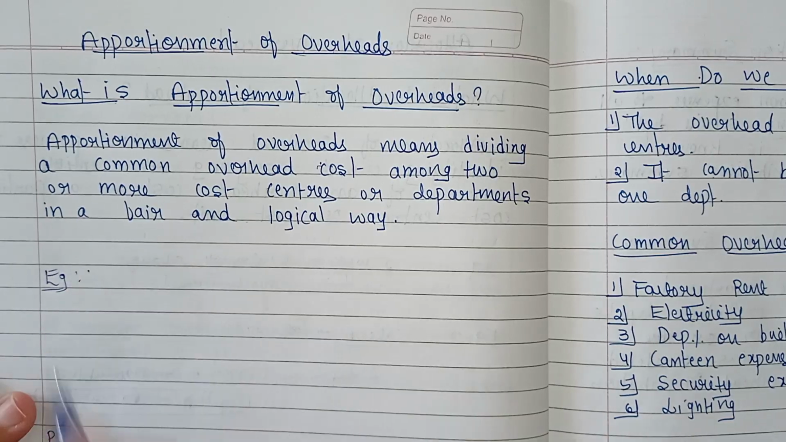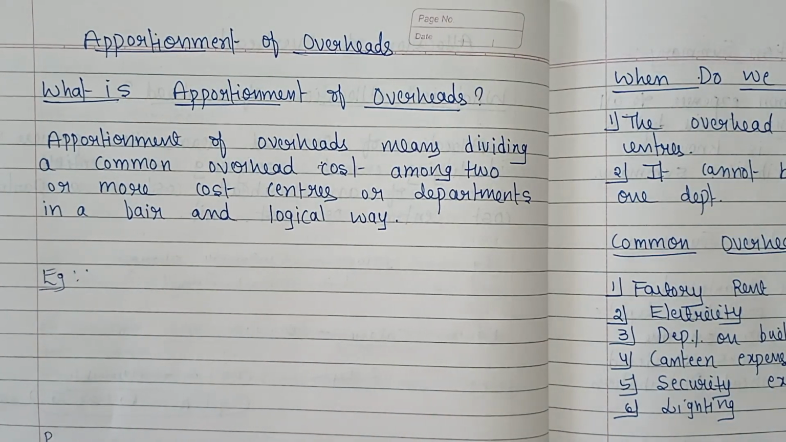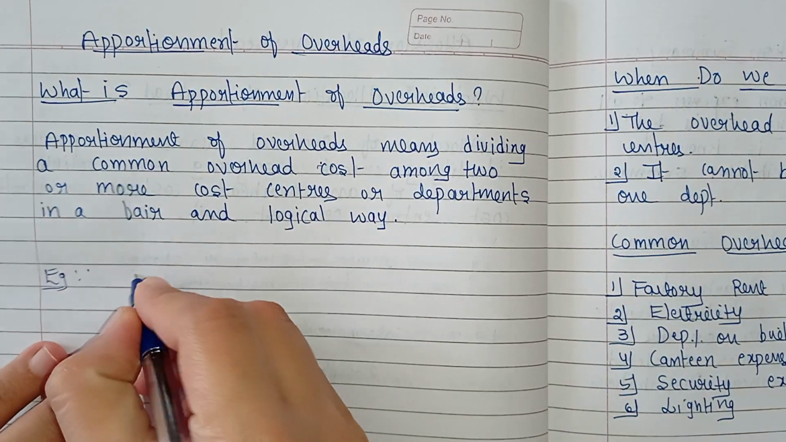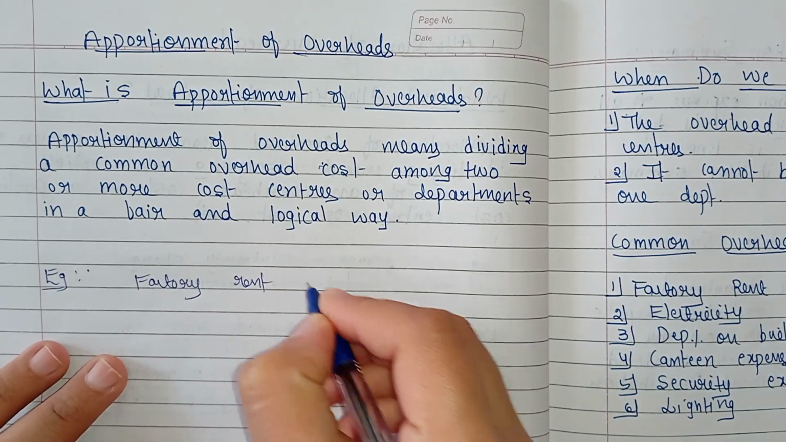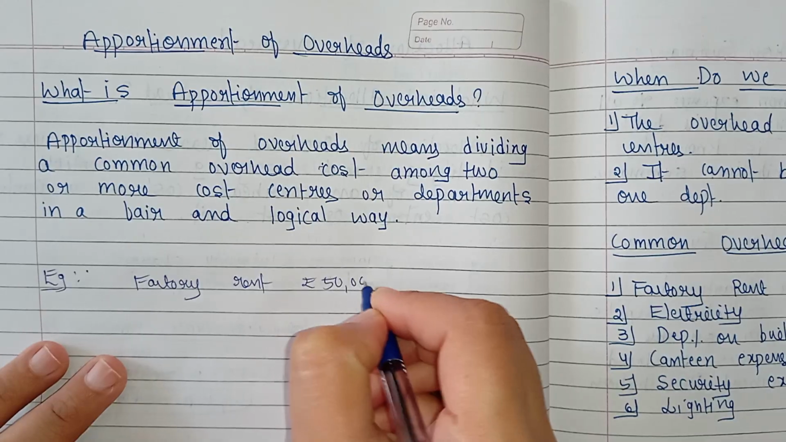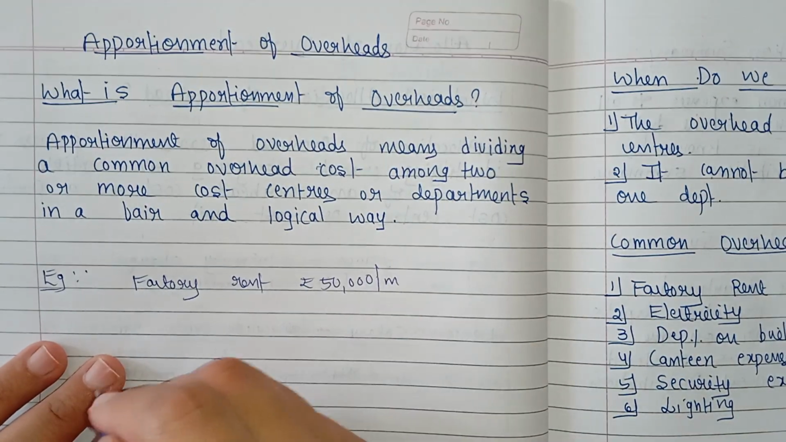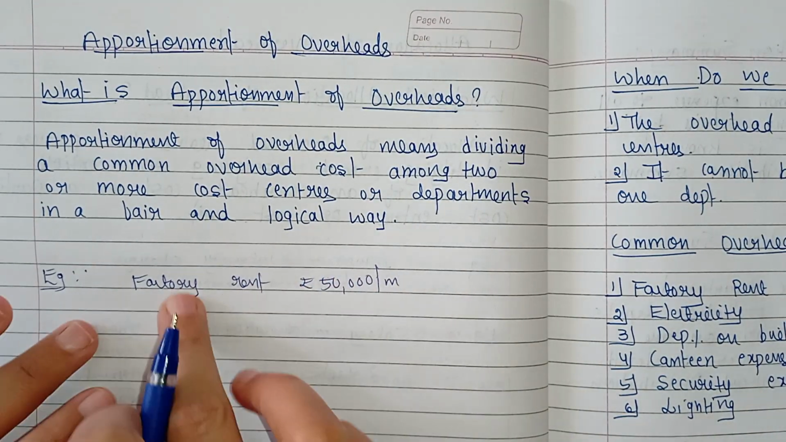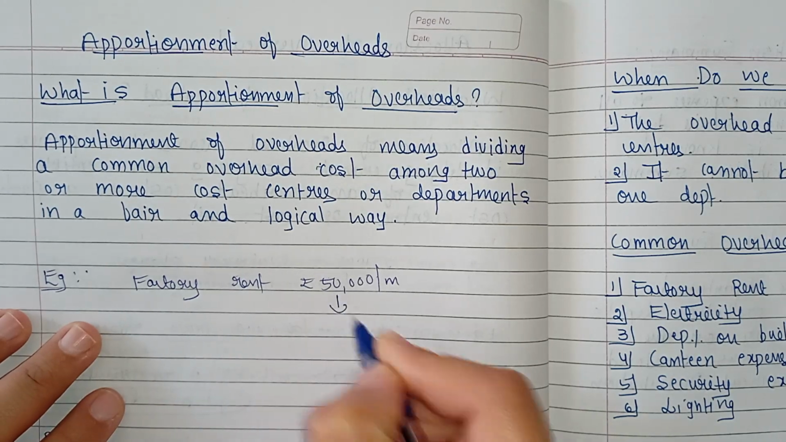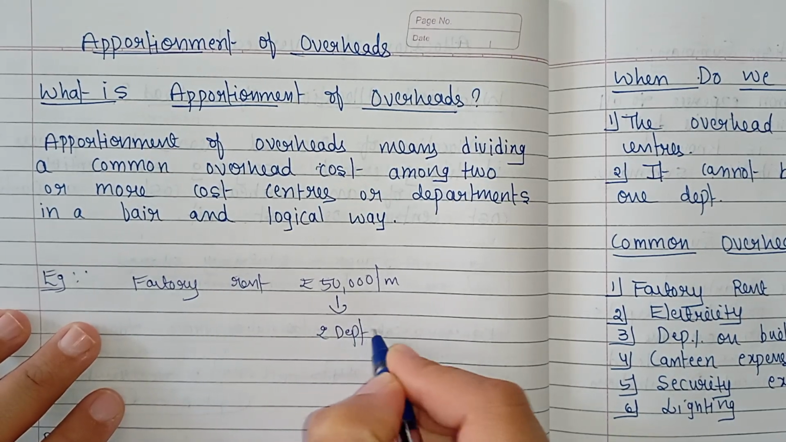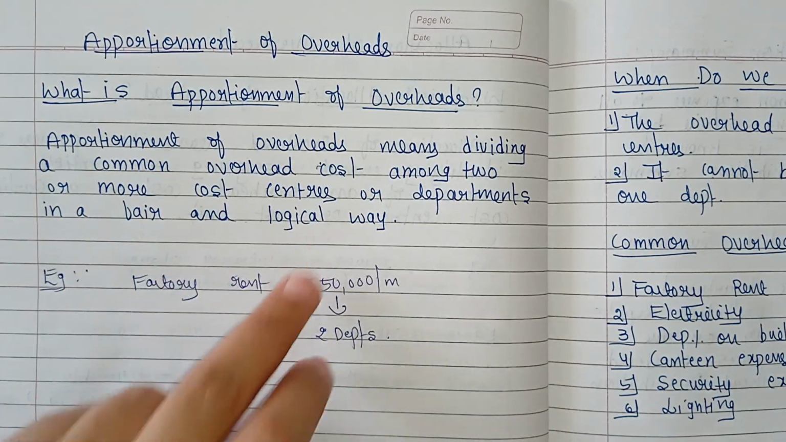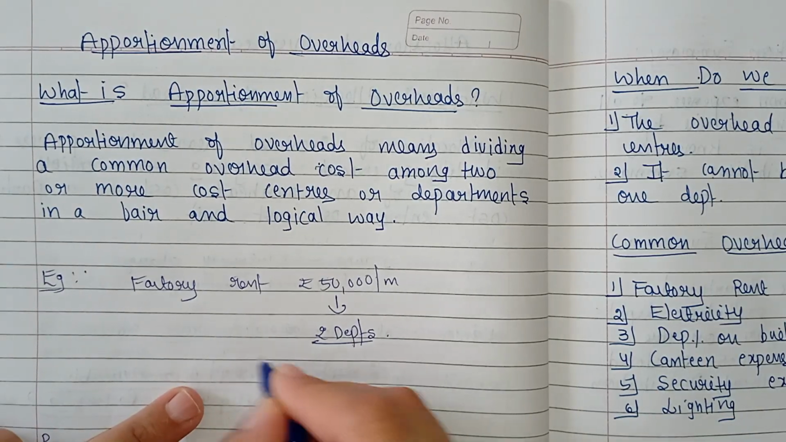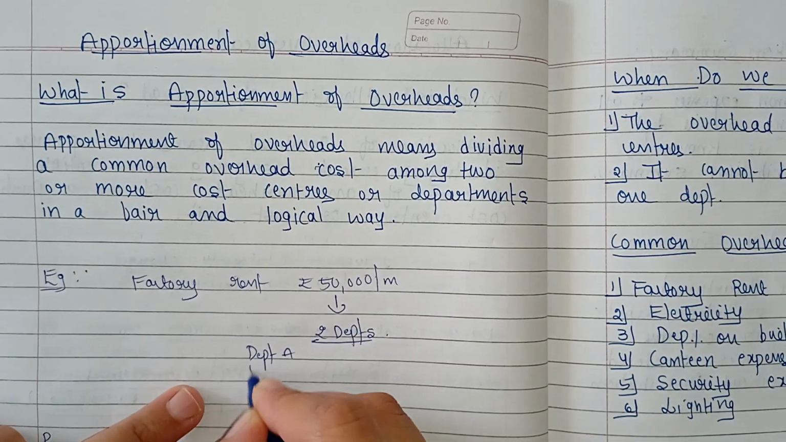See here. Example is, suppose the total factory rent is rupees 50,000 per month. Clear? So this rent covers two departments. It is apportionment of overheads because this factory rent covers two departments, that is department A and department B.